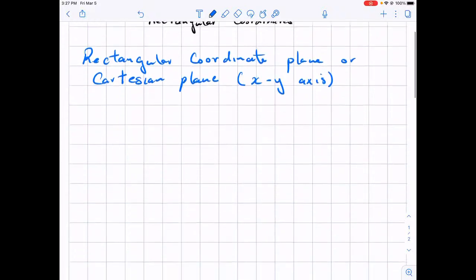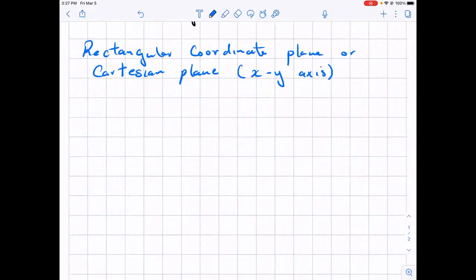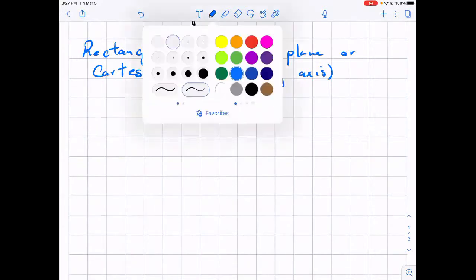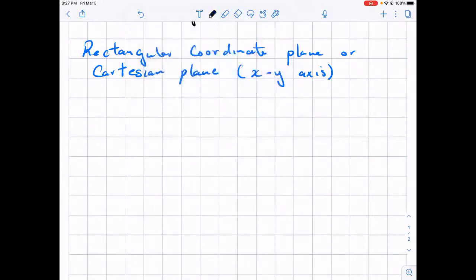So just briefly, because I have a video on full recording and the rectangular coordinates plane, but I wanted to present this to show how we use it with some problems. So the rectangular coordinate plane, or the xy axis, is a horizontal line, which we call the x-axis, and a vertical line, which we call the y-axis.